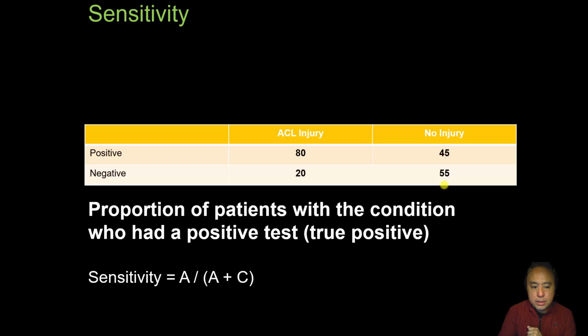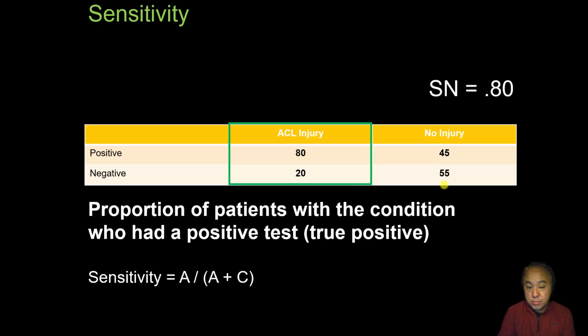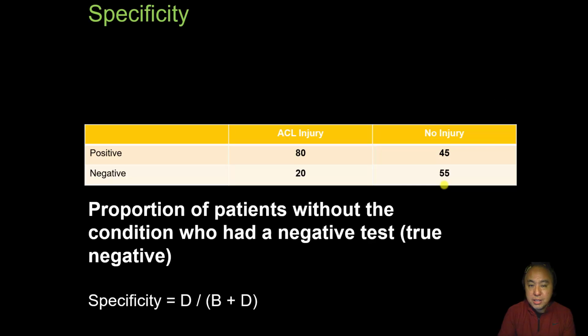So we can calculate the sensitivity of the Lachman's test, which is the proportion of the injured players that tested positive. So it is the rate of true positives. That is calculated here by the cells: A divided by A plus C. So that's 80 divided by 100. Do the math, you can probably do this in your head. That is a sensitivity of 0.80 or 80%. Makes sense, right?